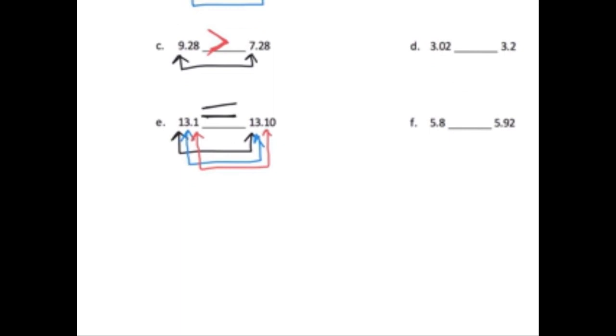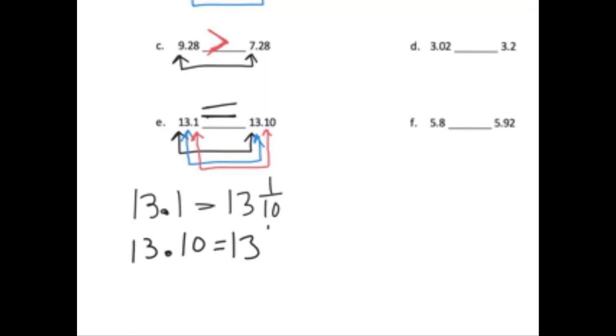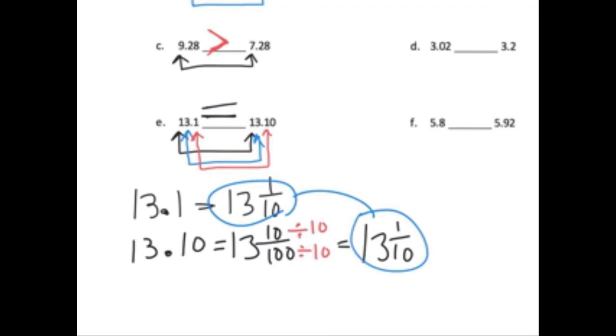Another way we could think of that is we know that 13.1 is the same thing as 13 and 1/10. Now 13.10 is the same thing as 13 and 10/100ths, which if we divide both the numerator and the denominator by 10, then we get 13 and 1/10, which is the exact same answer right here. So that tells us they're equal.